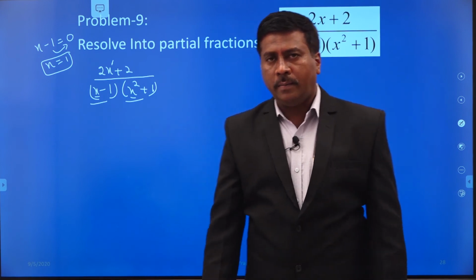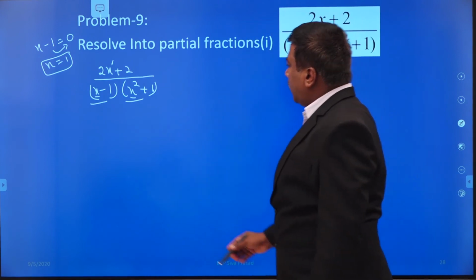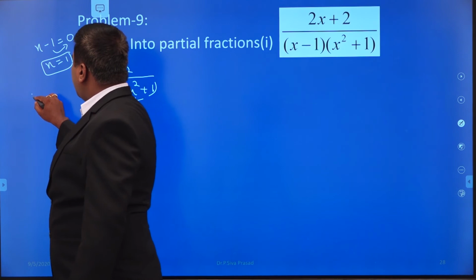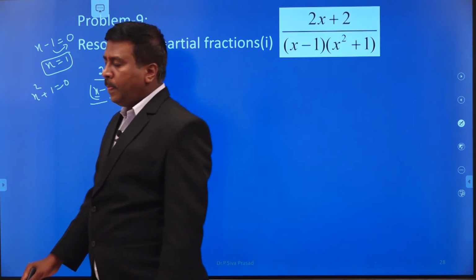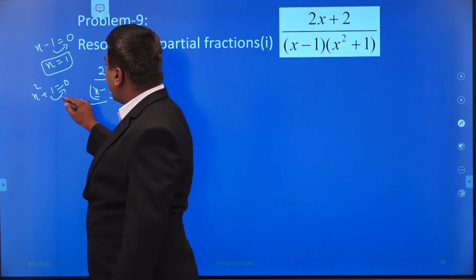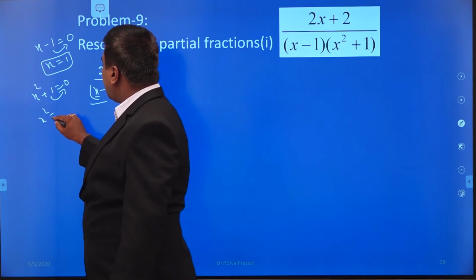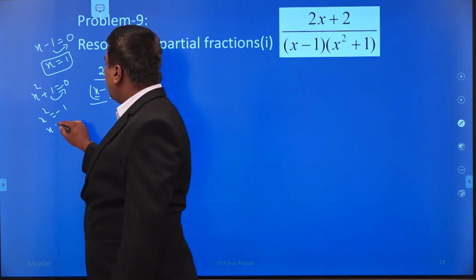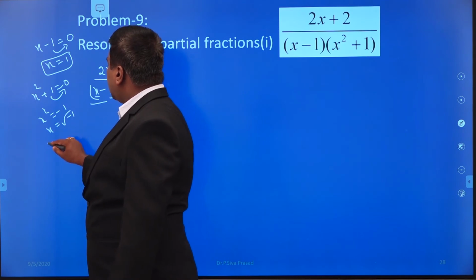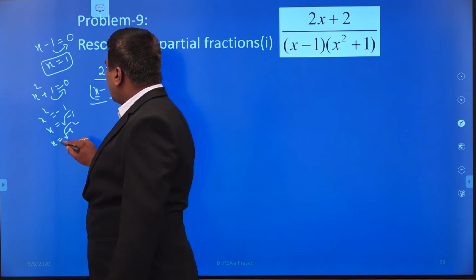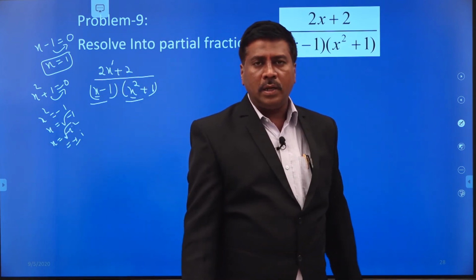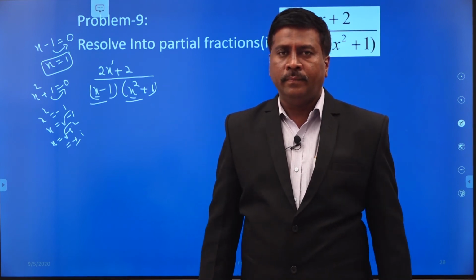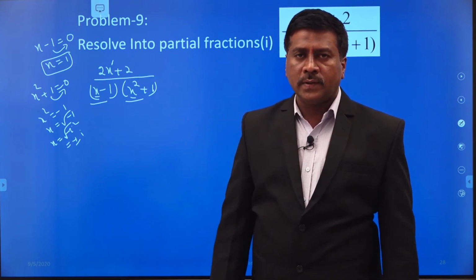That is the real number. But here x square plus 1 is equal to 0. Now we have to bring this 1 to the other side. Then x square is equal to minus 1, then x equals root of minus 1. That is x equals root of i square, which is plus or minus i. Those are imaginary values, not real values.